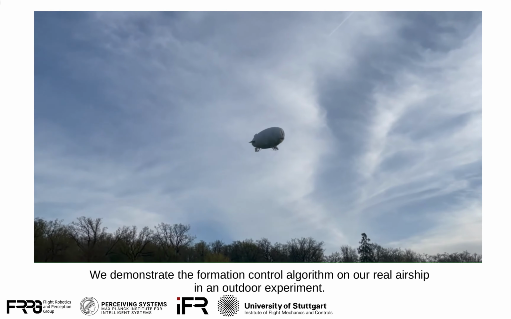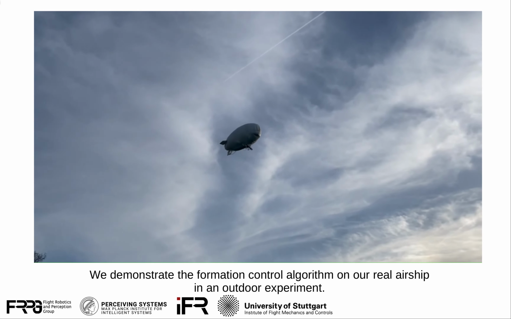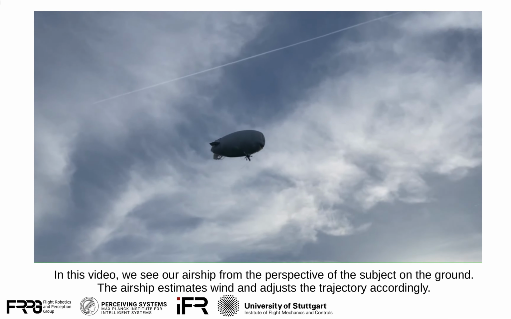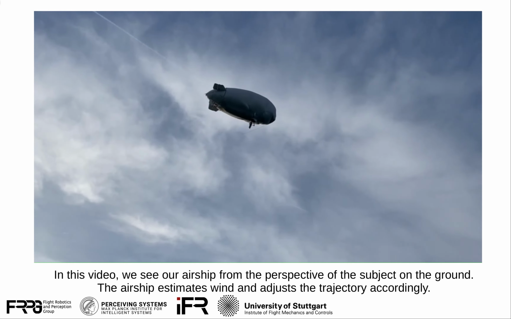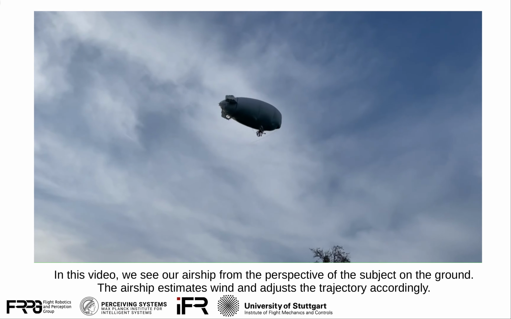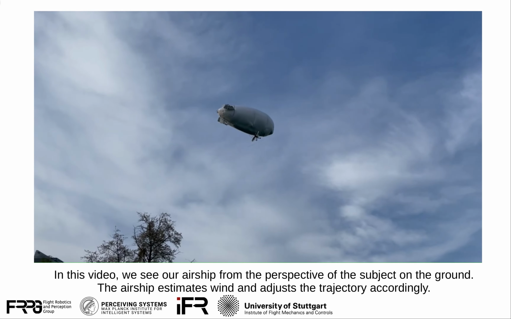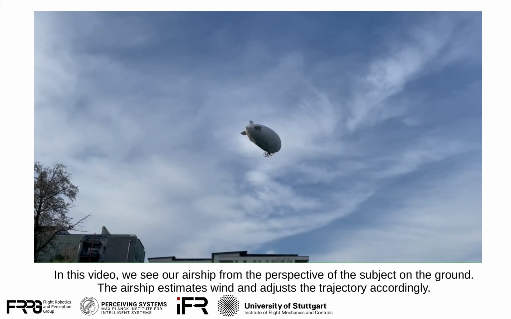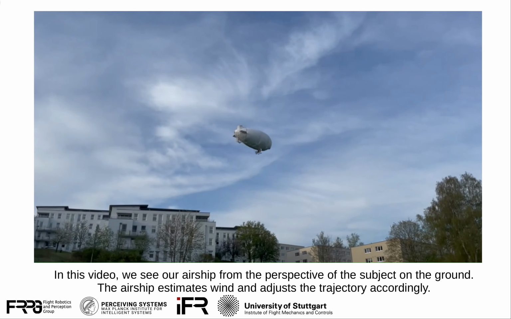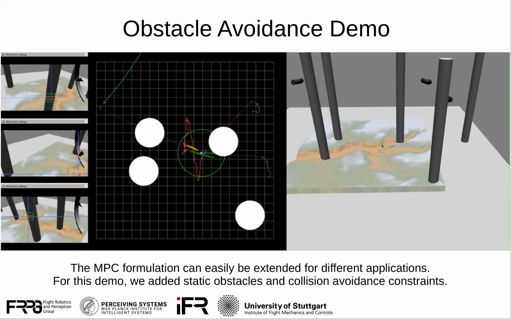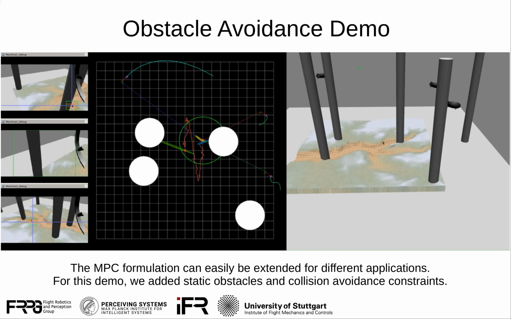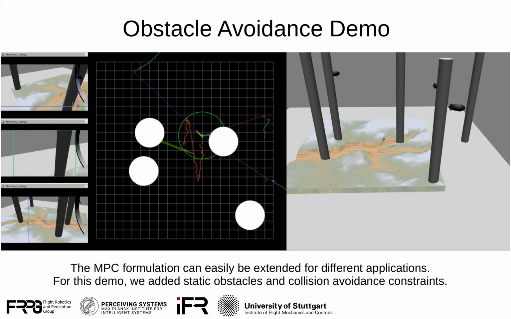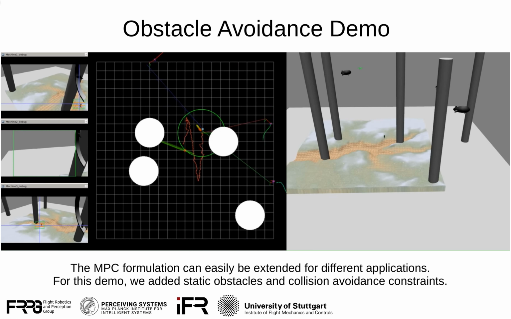We demonstrate the formation control algorithm on our real airship in an outdoor experiment. In this video, we see our airship from the perspective of the subject on the ground. The airship estimates wind and adjusts the trajectory accordingly. The MPC formulation can easily be extended for different applications. For this demo, we added static obstacles and collision avoidance constraints.